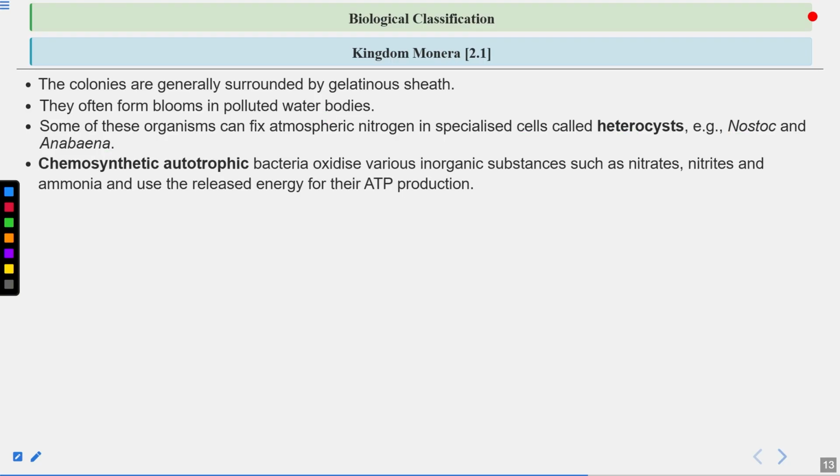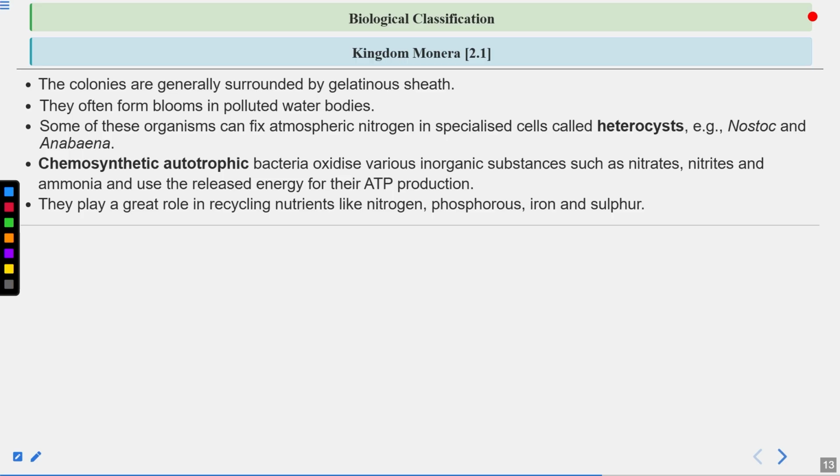And let's talk about the chemosynthetic autotrophs. Autotrophs can be of two types, photosynthetic autotrophs or chemosynthetic autotrophs. What are chemosynthetic autotrophs? These bacteria can oxidize various inorganic substances such as nitrates, nitrites and ammonia, and use the released energy for their ATP production. An example is sulfur oxidizing bacteria.